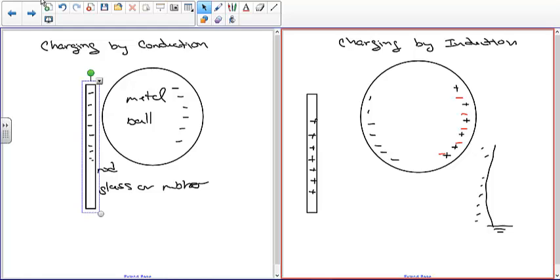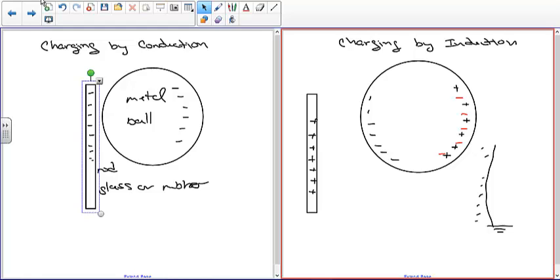Then what you would do is connect a wire to this side of the conducting sphere, and that would draw electrons in through ground. That would be called charging by induction, because I'm moving the electrons here, allowing the electrons to come in kind of through the back door. So there's two ways of charging, by conduction and by induction.